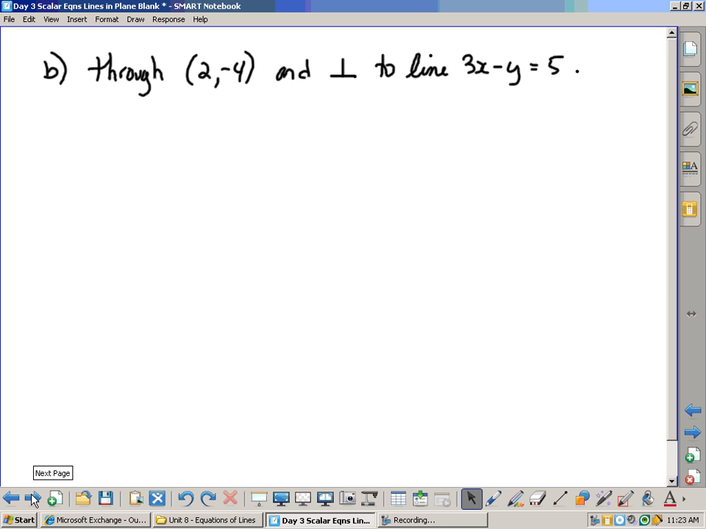So I'd like to find the scalar equation of a line that goes through the point (2, -4) and is perpendicular to the line 3x minus y equals 5. I'll give you a second to write that down.